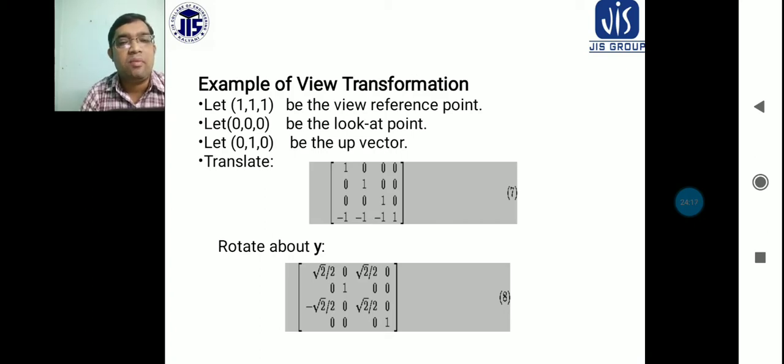Now the rotation about y is considered, with entries root 2 over 2. The first column is root 2 over 2, 0, minus root 2 over 2, 0. The second column is 0, 1, 0, 0. The third column is root 2 over 2, 0, root 2 over 2, 0. The fourth column is 0, 0, 0, 1. This is the rotation about the y-axis in the example of view transformations.